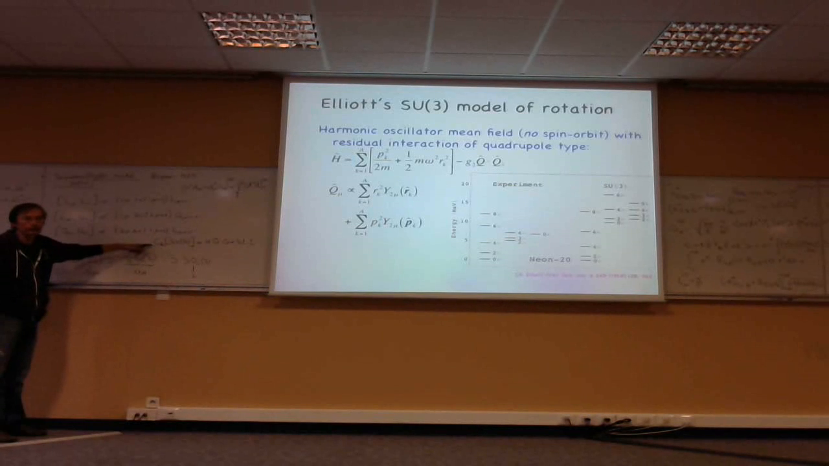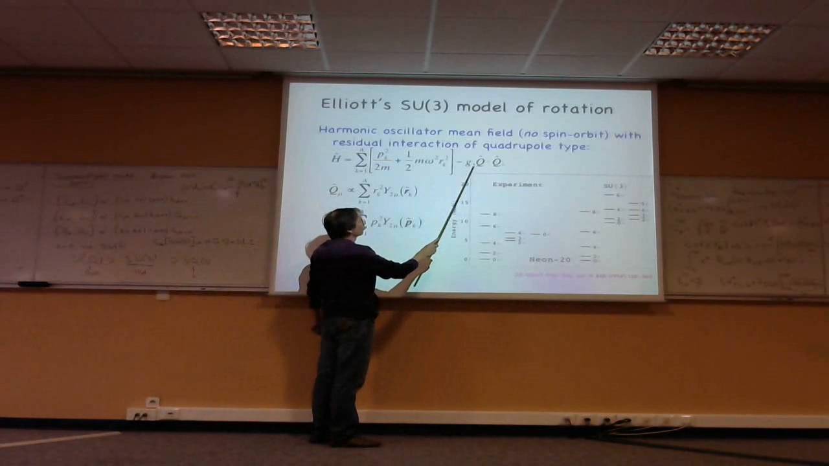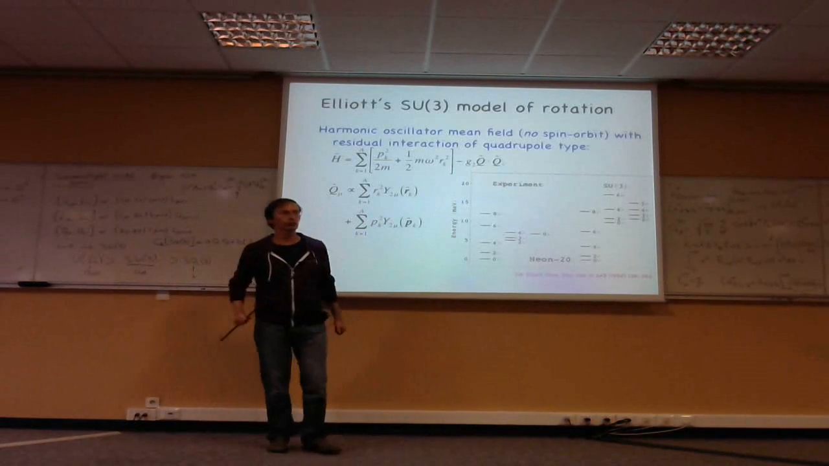If you remember the discussion, we always had the strength. Also, the pairing had the strength, right? A G. So here, this is the strength. I would imagine G2 is positive for an attractive quadrupole interaction.